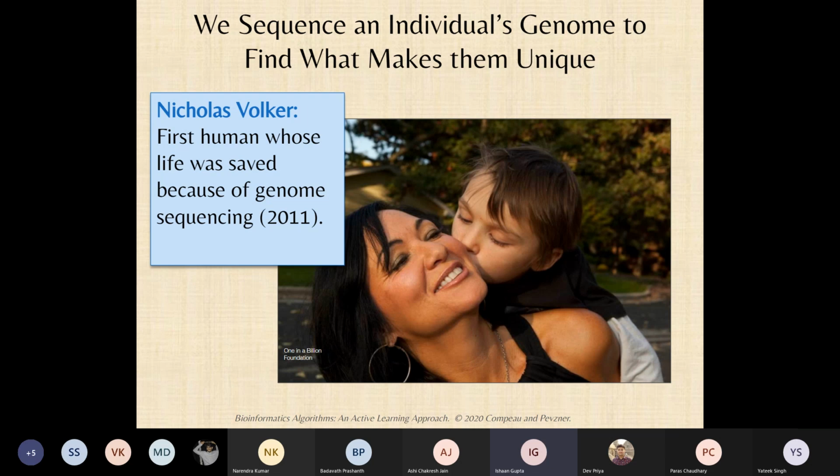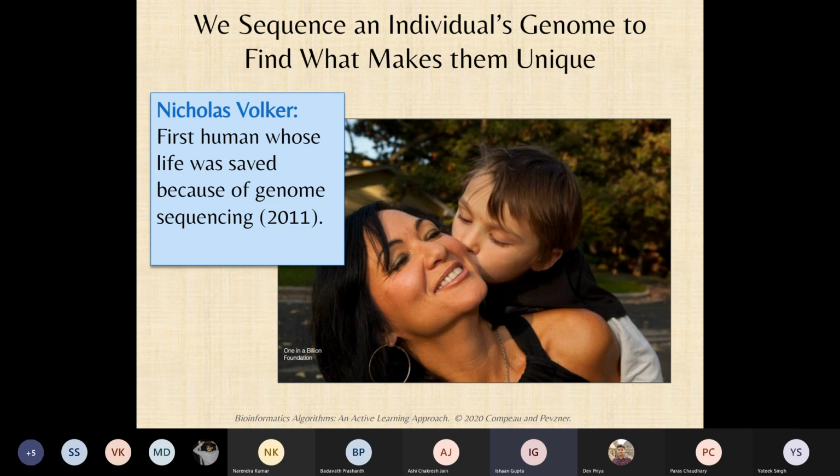So Nicholas Volker, this child here, suffered from a rare disorder and his complete genome was sequenced in 2011. Because of sequencing of this complete genome, they were able to identify that a specific gene was mutated in Nicholas, because of which he was not able to make a specific protein, for which he was given protein replacement therapy, and his life dramatically improved. Doctors did not know what was happening to him and said that he was most likely going to die, but they were able to save his life.